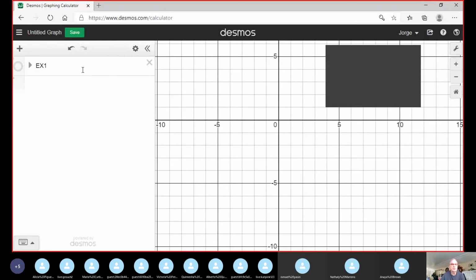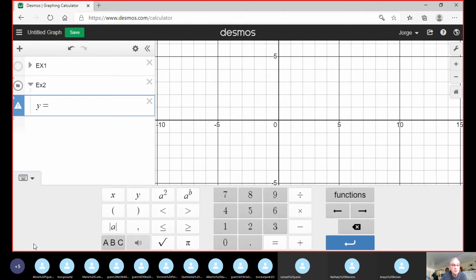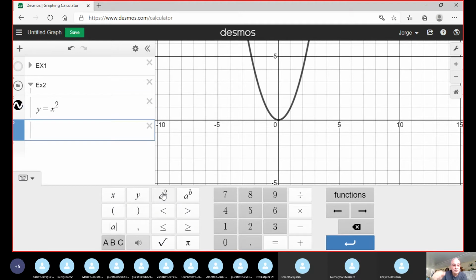Okay. Let me try. I suppose you see Desmos now, right? Let me apply example 2. Example 2 has the original function, which you say is a parabola, right? The quadratic function, x squared. It's a parabola. But little by little, we are doing the transformation.